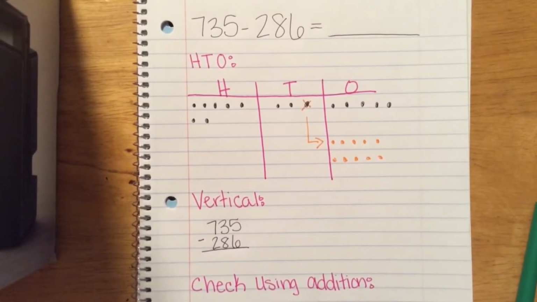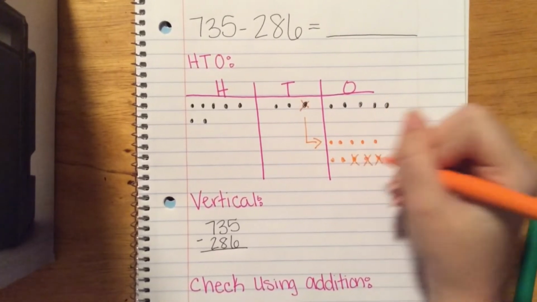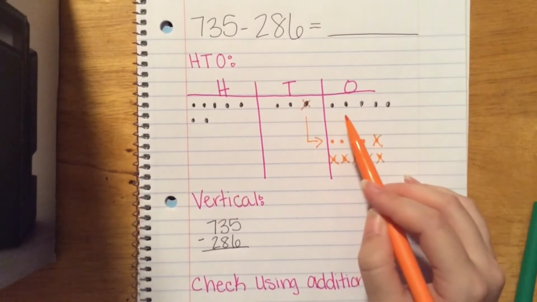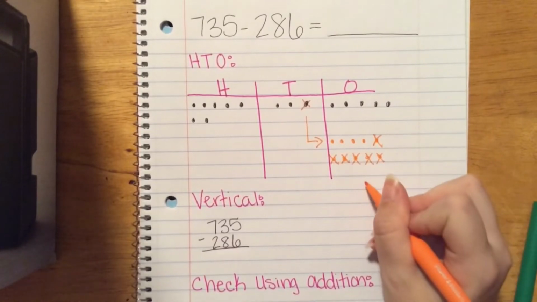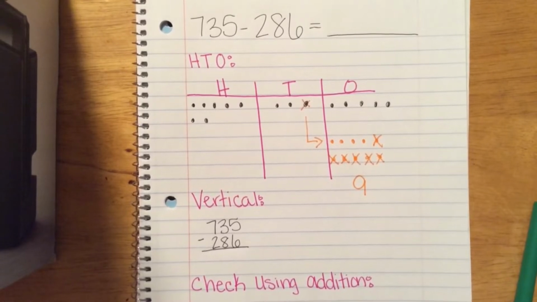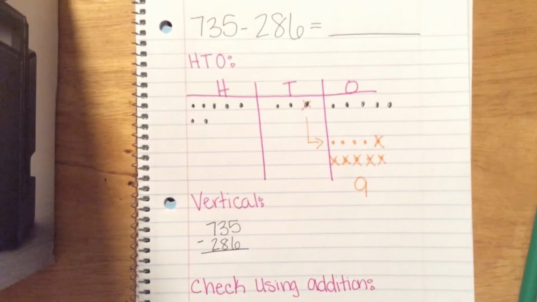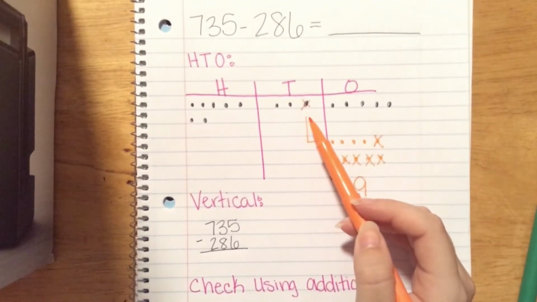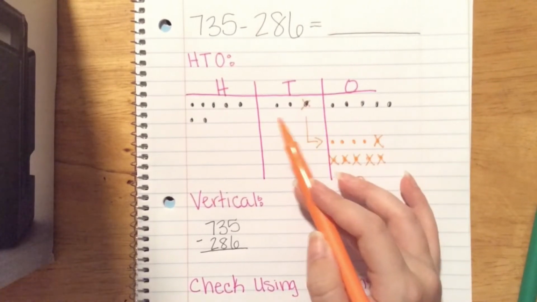So let's go ahead and take away or subtract 6 ones. 1, 2, 3, 4, 5, 6. And we are left with 1, 2, 3, 4, 5, 6, 7, 8, 9 ones. Now we can move over to our tens place, and we're going to have a problem in that tens place too, because we decomposed 1 ten. We only had 3 to start with, and then we decomposed 1 ten. That left us with 2 tens.